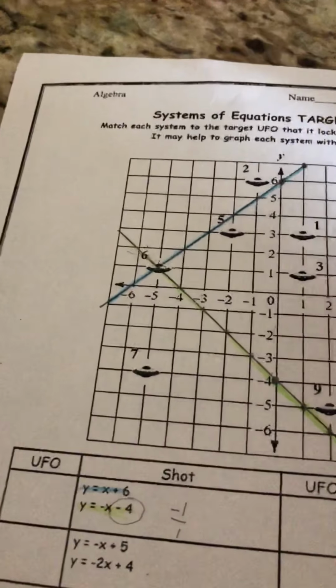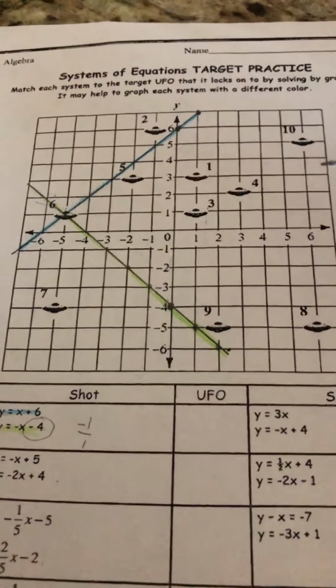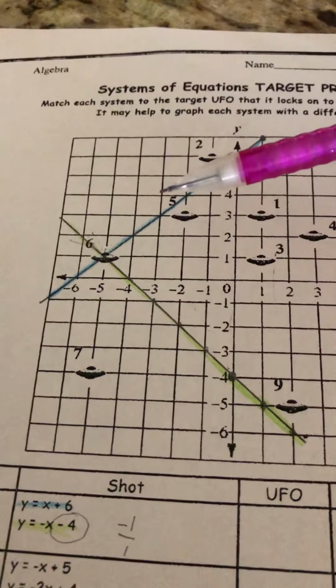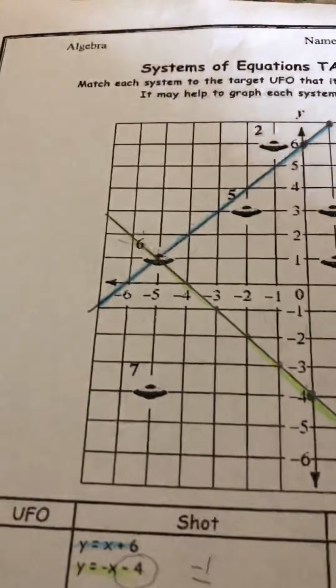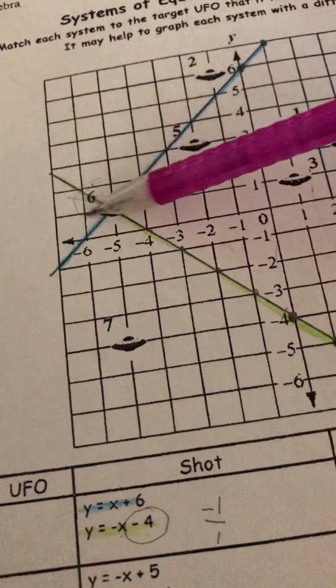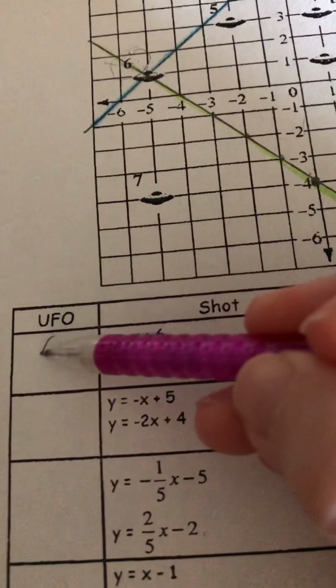The reason I'm using color is because you can see all of the different UFOs here. You're gonna have lots of different lines. So if you have colored pencils or pens or markers or something, it's gonna be helpful for you to figure out which lines you're working with. So this was my green and my blue, and I can see that it intersected right here at this UFO 6. So where it says UFO, I'm gonna put a 6 there.